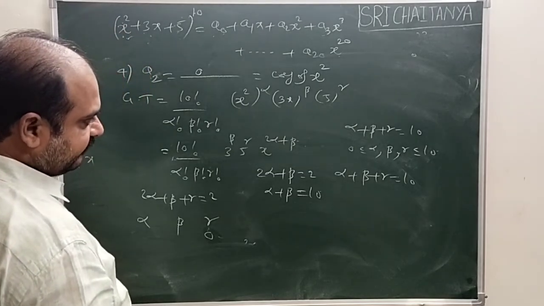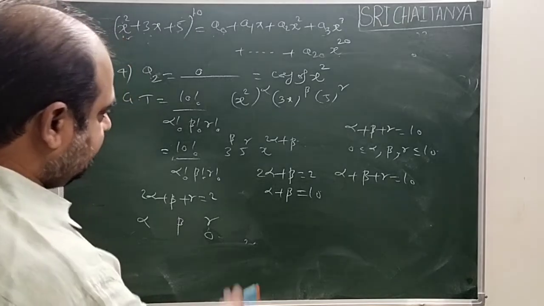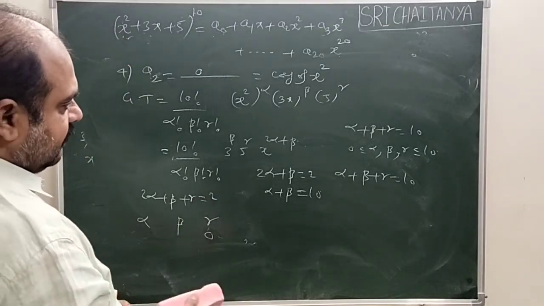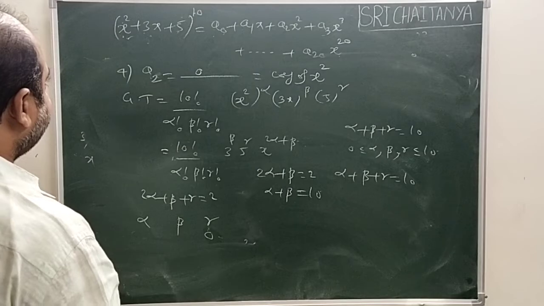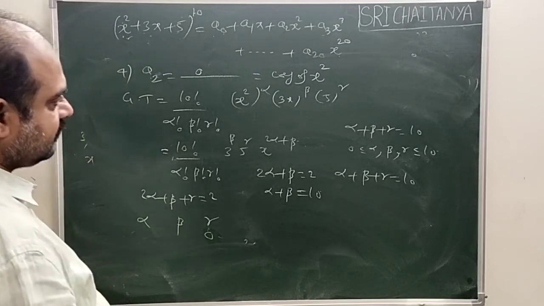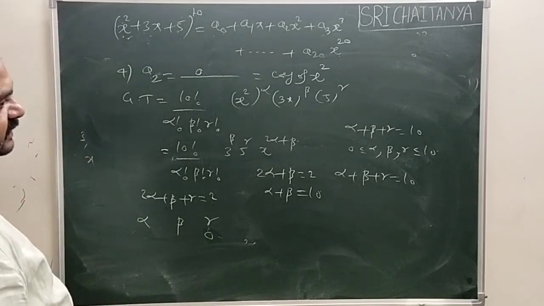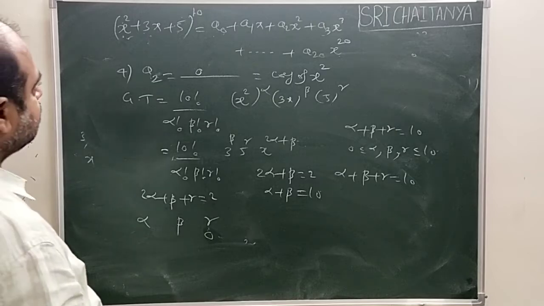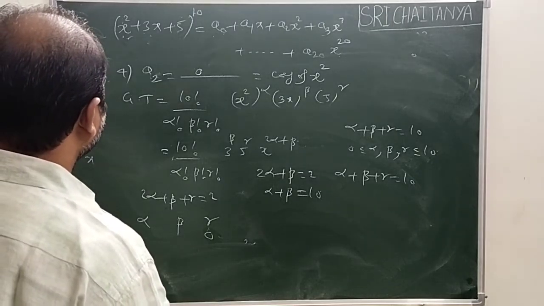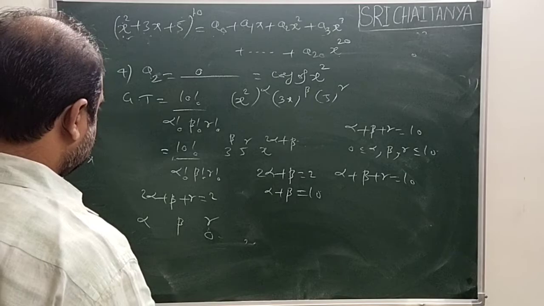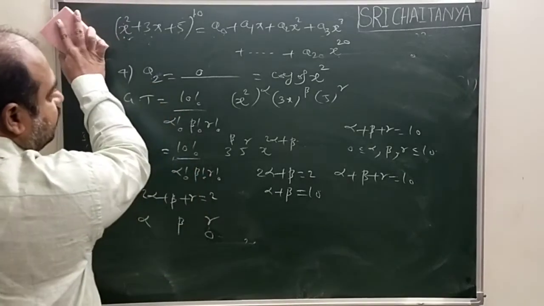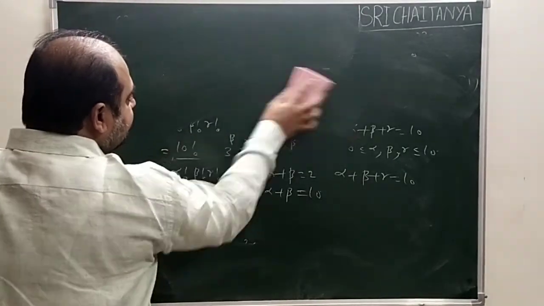If you are calculating, alpha equal to -8, not possible. Not possible. Okay, not possible. Therefore, the coefficient is what? 0. The coefficient is 0. Like that, how to find? By using the multinomial theorem.